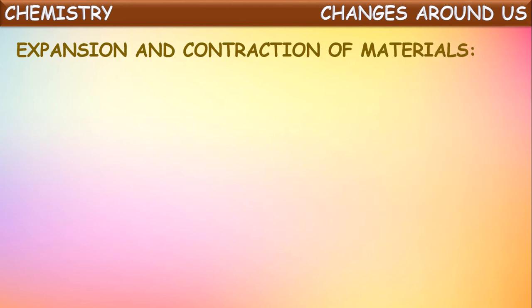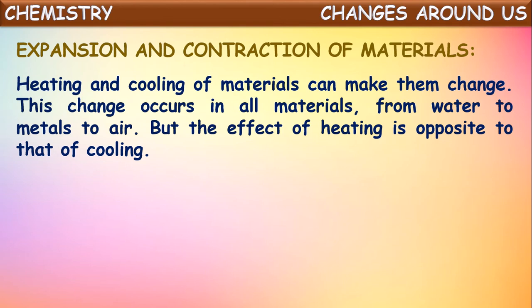Okay. Now let us see another type of changes, another classification of changes, that is expansion and contraction of materials. Heating and cooling of materials can make them change. Yes, most of the substances change by heating or cooling. This change occurs in all materials generally, from water to metals to air. These all will change their size when they are heated or cooled. But the effect of heating is opposite to the effect of cooling. Both are opposite actually.